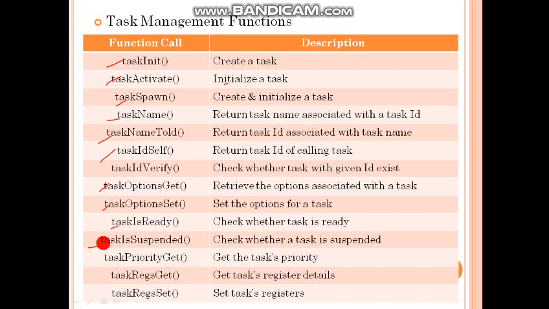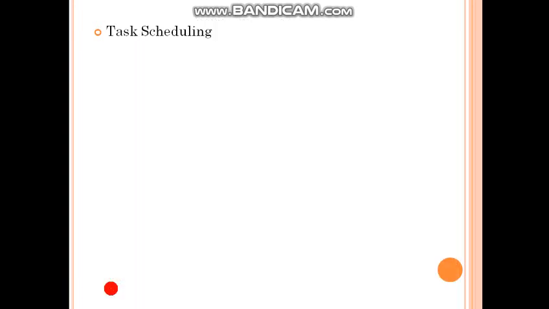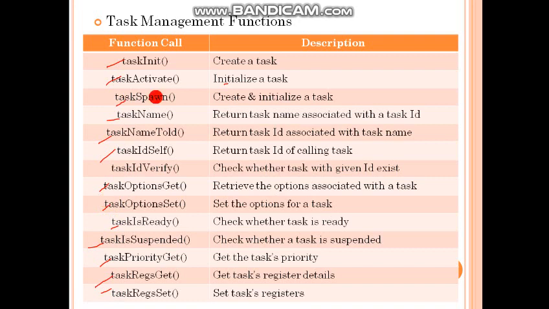taskIsSuspended means check whether the task is suspended. taskPriorityGet means get the task priority. taskRegsGet means get the task register details. taskRegsSet means set the task registers. These are the different task management functions.